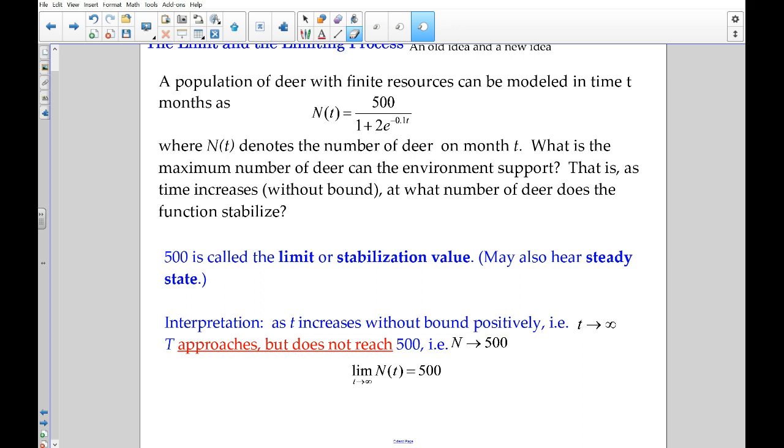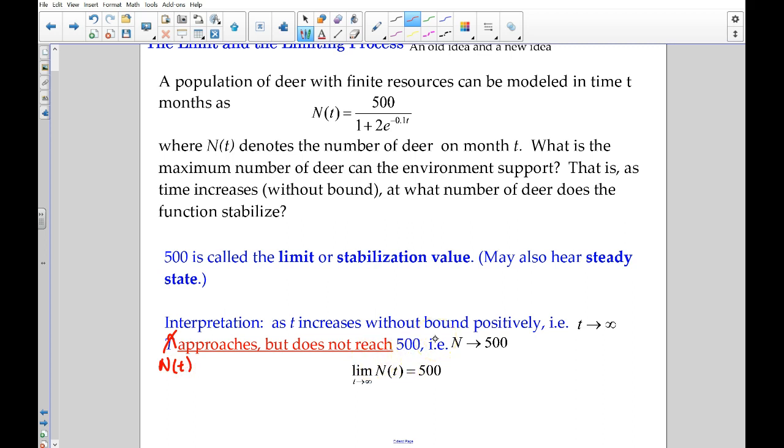Now, interpreting this mathematically, again using the same language that we've been using: if t increases without bound positively, so t approaches infinity, when we have an arrow, that means approach. When t approaches infinity, it gets bigger and bigger and bigger. Here we're talking about n in this case, the number of deer, so please make this change. N of t approaches but does not reach 500.